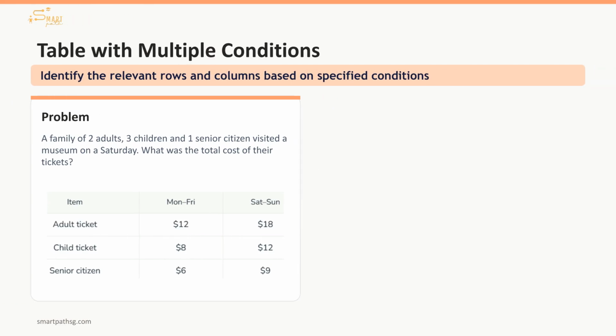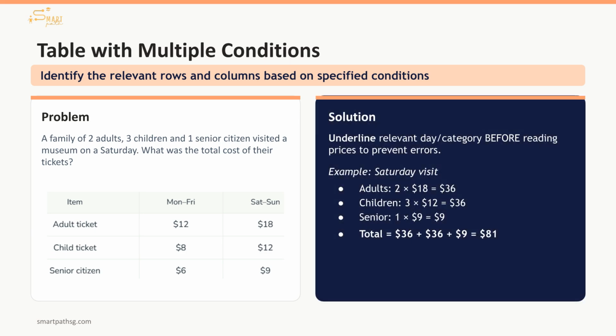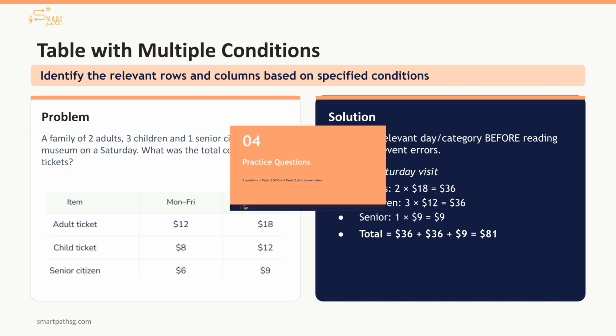This is the most tested concept in table questions. Another table type involves multiple conditions, such as ticket prices varying by age and day of the week. In this example, we need to find the total cost for a family visiting on a Saturday. Underlining the relevant conditions, in this case, Saturday and the family composition, helps ensure you select the correct prices for each category. By isolating the correct column, Saturday, and applying the rates to the number of people in each age category, you should get the total cost of $81.